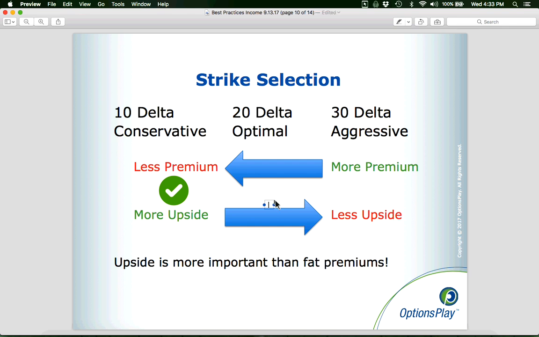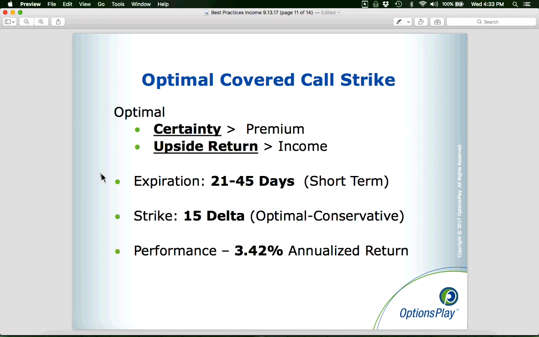So just to recap, what is the optimal covered call strike based on our backtest? When it comes to optimal, it's better to prioritize certainty over big premiums, meaning you want to do shorter dated calls where you have a lot more visibility into what might happen in the short run, than long dated calls where you have a lot less certainty as to what might happen.